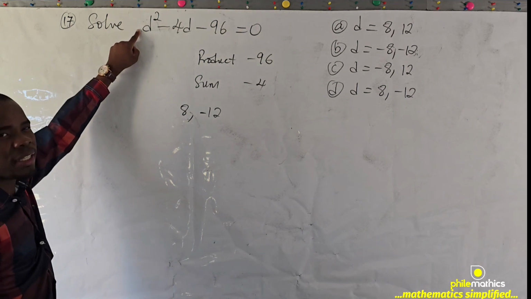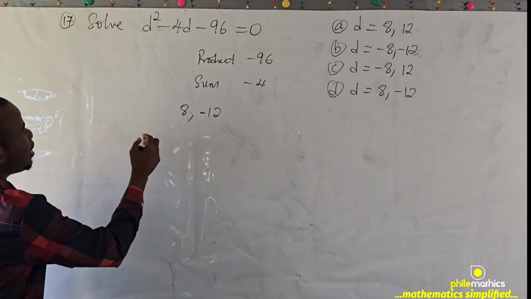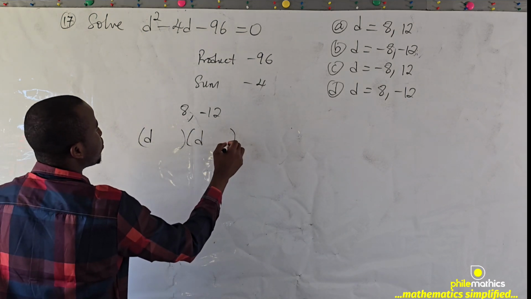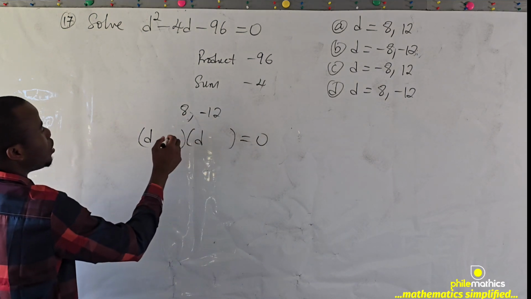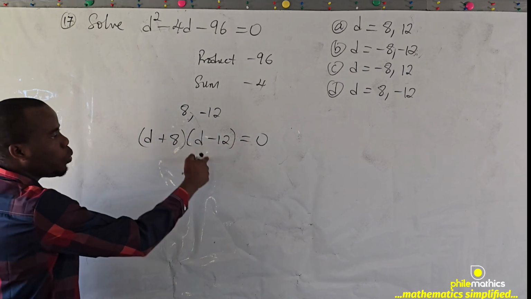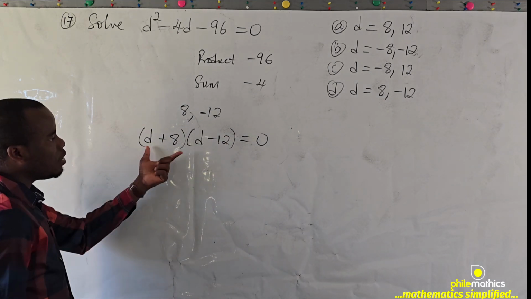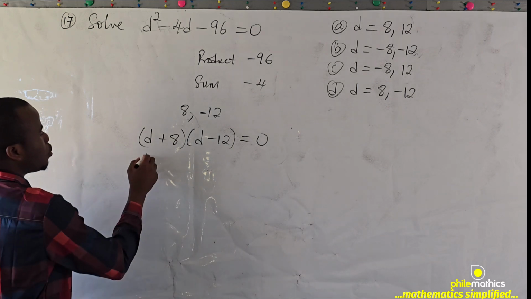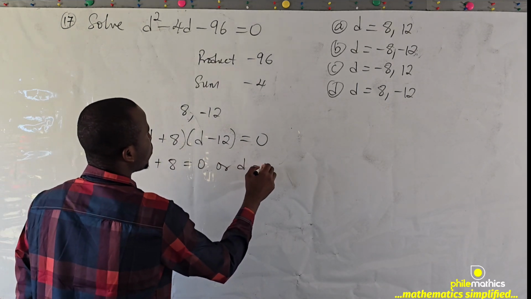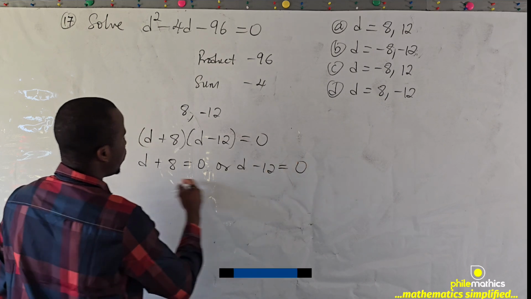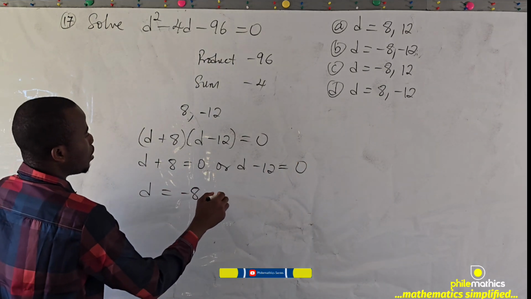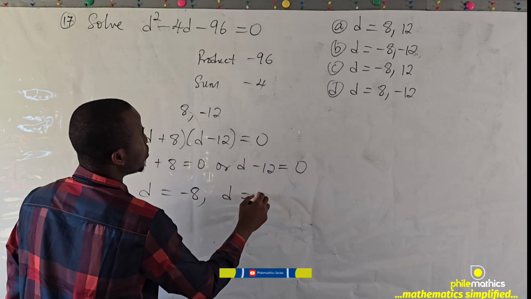Since the coefficient here is 1, you can easily write it as, open your bracket, d, equals 0. You just put it plus 8 minus 12. So for this product to be 0, their individual terms have to be 0. So d plus 8 equals 0, or d minus 12 equals 0. So if you take to the right hand side, d will be minus 8 and d will be 12.